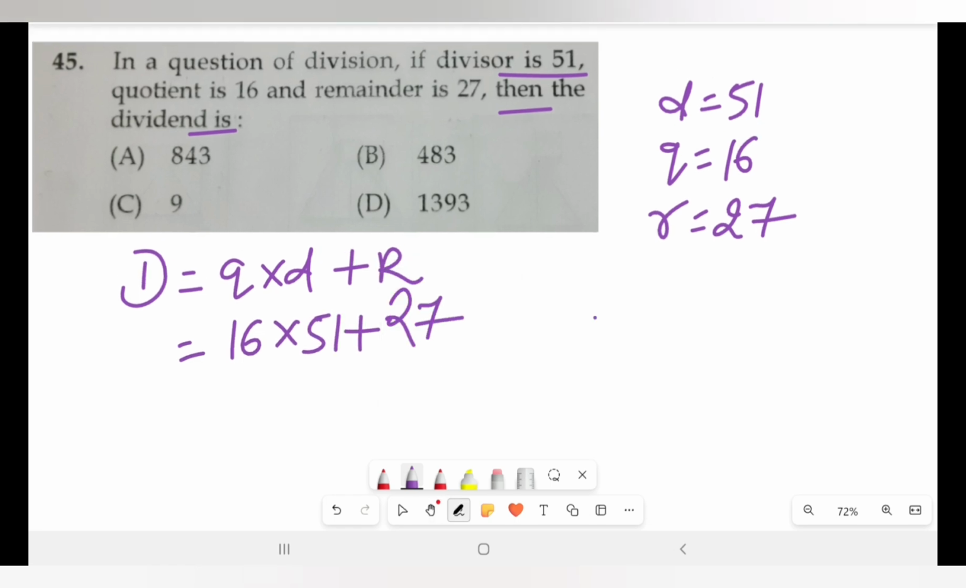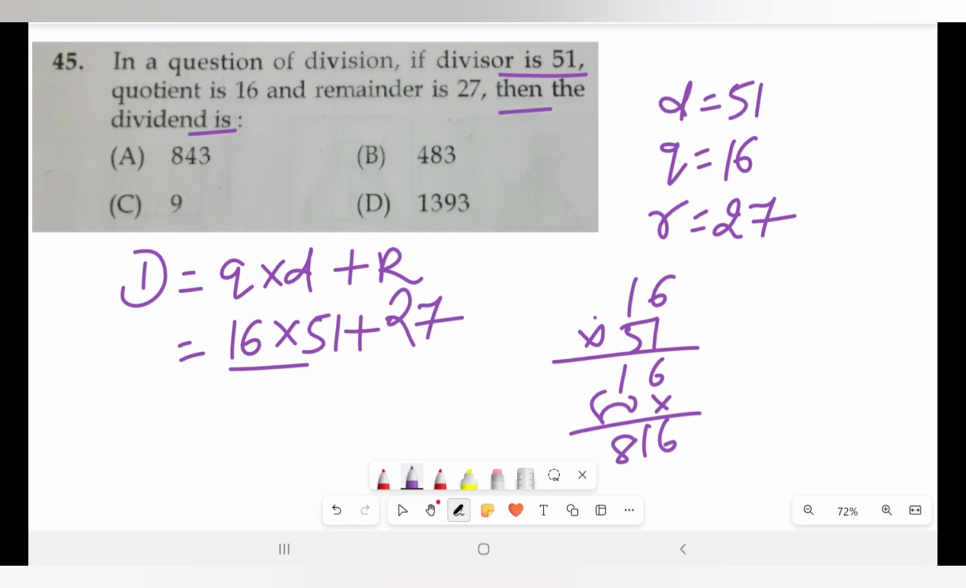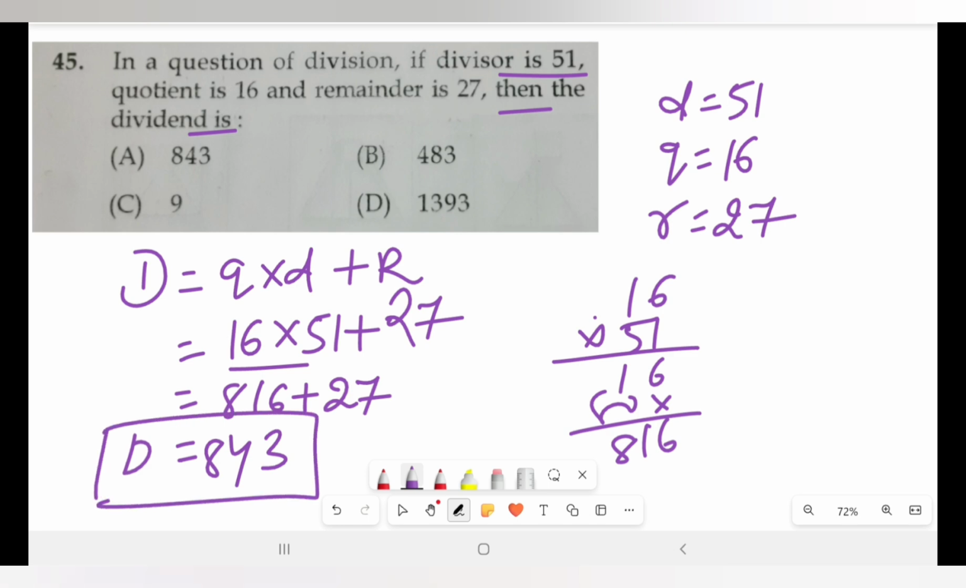First we have to multiply 16 into 51. Here 16 times 5 is 80, so it will be 816. So this part is 816 plus 27. We have to add this: 6 plus 7 is 13, and 2 plus 2 is 4, and it is 8. So the dividend is equal to 843, which is the answer.